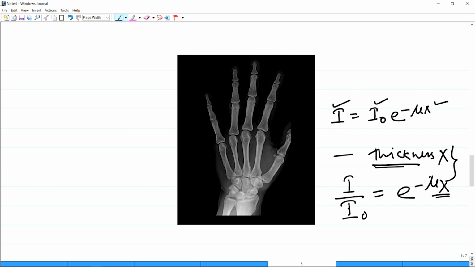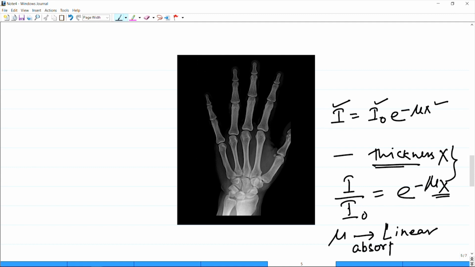And one more parameter that you could see here is mu. This is a material property which indicates that the extent of absorption will depend on the material through which the X-rays are traveling, and this particular parameter is known as the linear absorption coefficient, which is different for different materials.